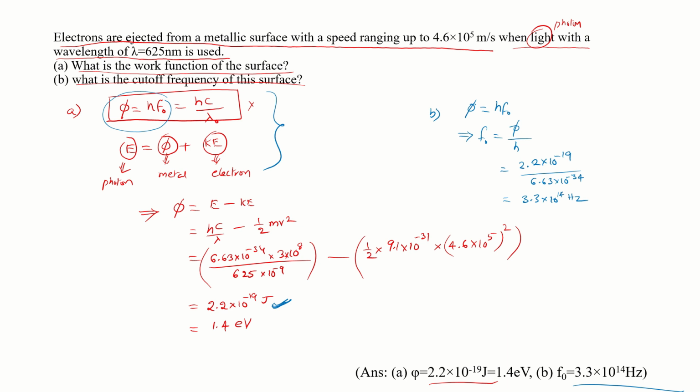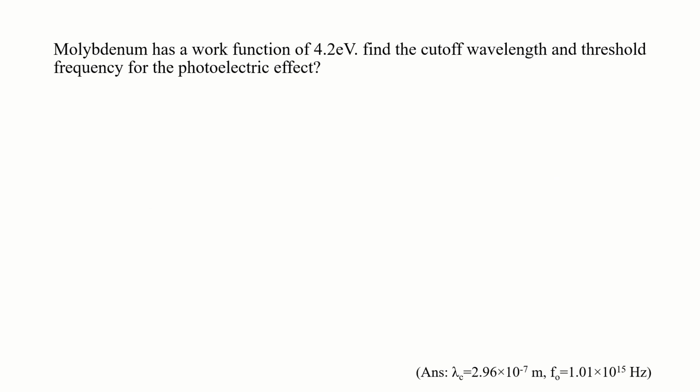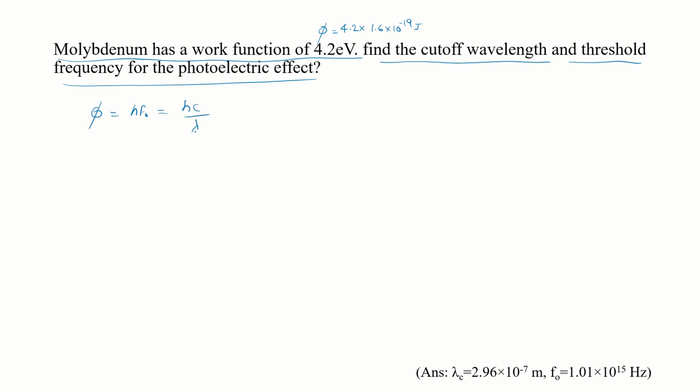Okay, last problem now. Molybdenum has a work function of 4.2 electron volt. Electron volt is not the SI unit, so 4.2 times 1.6 into 10 to the power of minus 19, this is the joule. Find the cutoff wavelength and the threshold frequency for the photoelectric effect. So threshold frequency, threshold wavelength, it is all related to the work function. One formula is hf naught, another formula is hc by lambda naught.